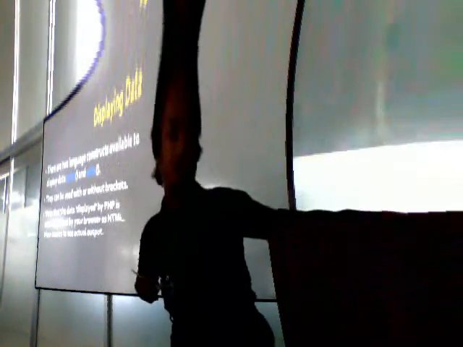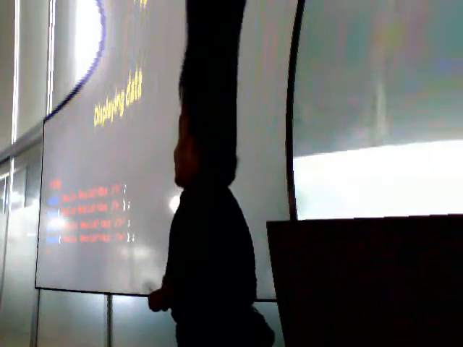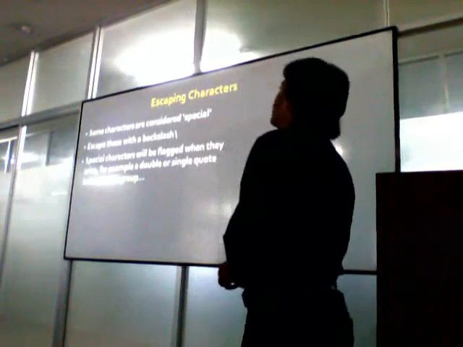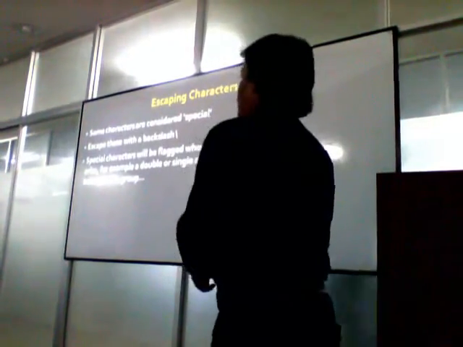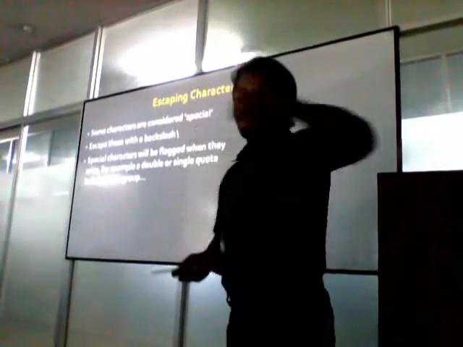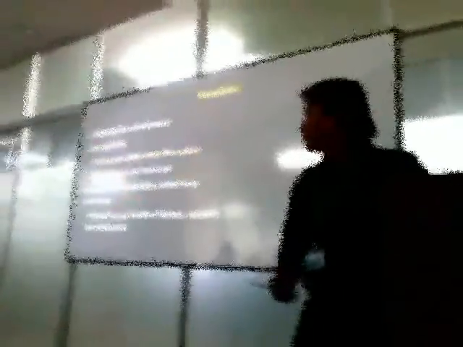There are two language constructs available to display data, print or echo. They can be used without brackets. And this is an example of symbols. Some characters are considered special. So the characters will be escaped when they are inside a double or single quoted string. And this is an example of this.